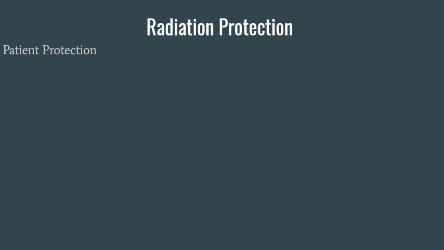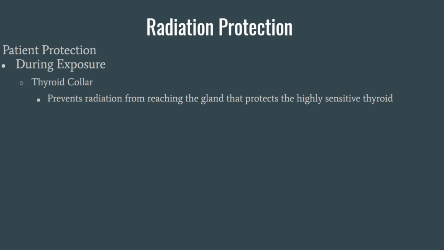Now we can move on to our patient protection during exposure. One of the very first steps you can take during exposure to protect that patient is to place them with the thyroid collar around the neck. By doing this, you are going to protect the patient from having radiation reach the gland that protects the thyroid. And that thyroid collar, it may be separate or it may be attached. So there are some where you will have 2 separate pieces that you will need to place on the patient, and there are some where they are connected.